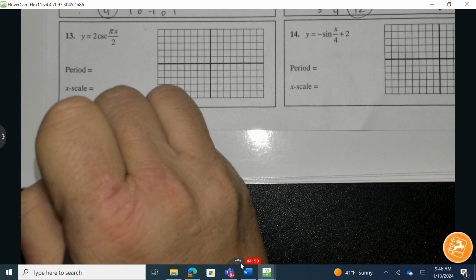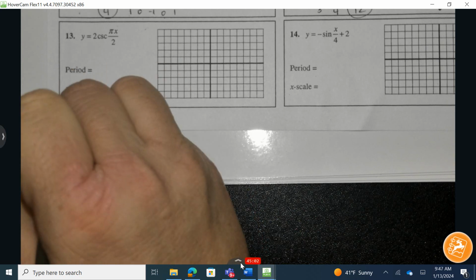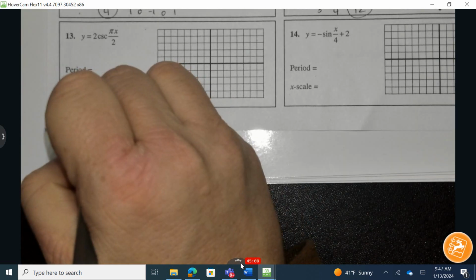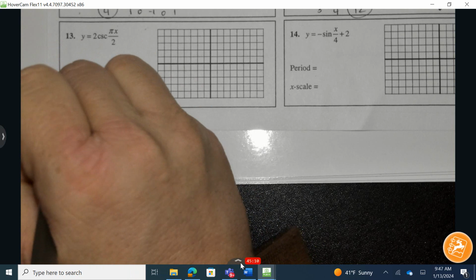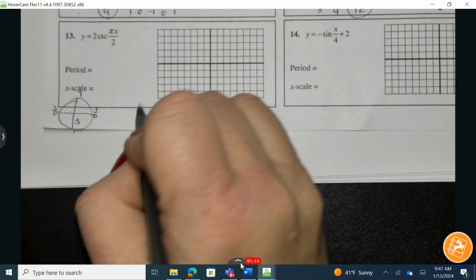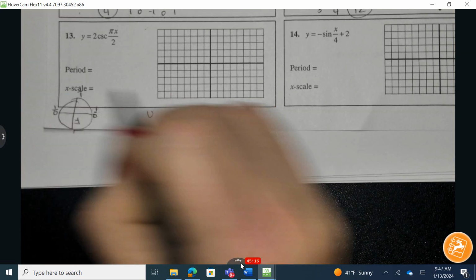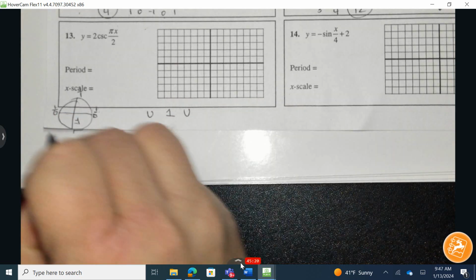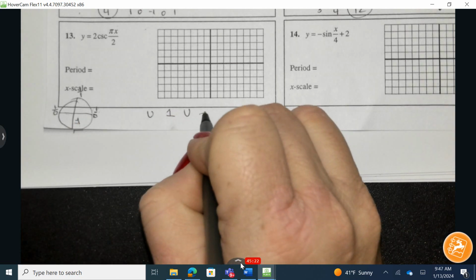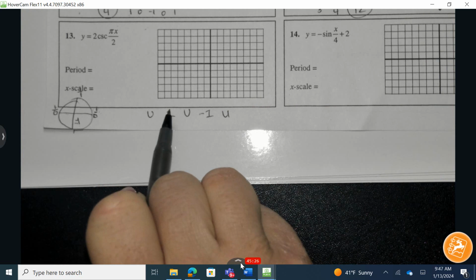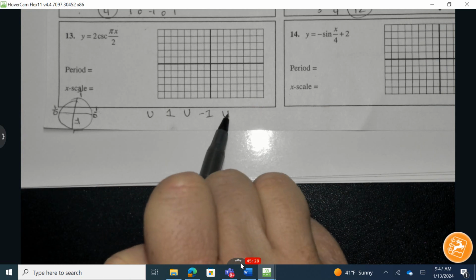So sine, that's like your y value: 0, 1, 0, and negative 1. The cosecant is the reciprocal, so I'm going to do 1 over each of these. So I have an output here, 1 over 0, that's undefined. 1 over 1 is 1. 1 over 0 is undefined. 1 over negative 1 is negative 1. And back to undefined. So this is my starting step 1, step 2, step 3, and step 4.